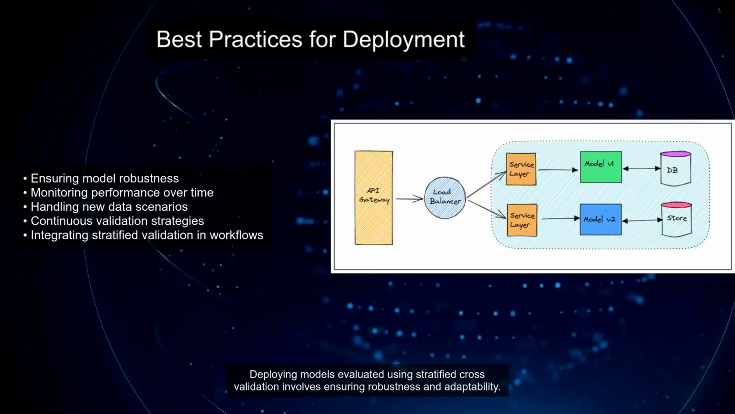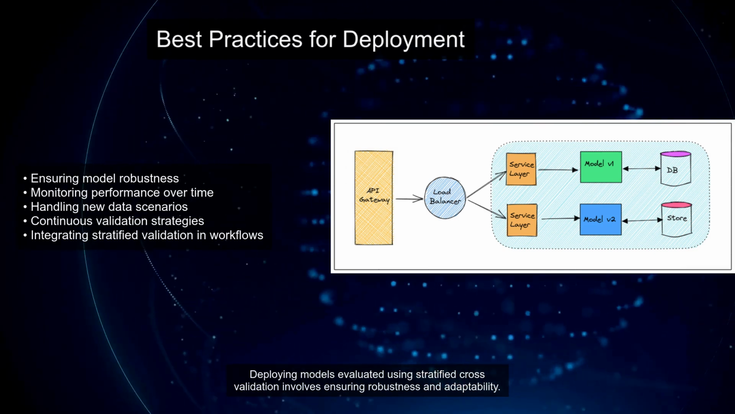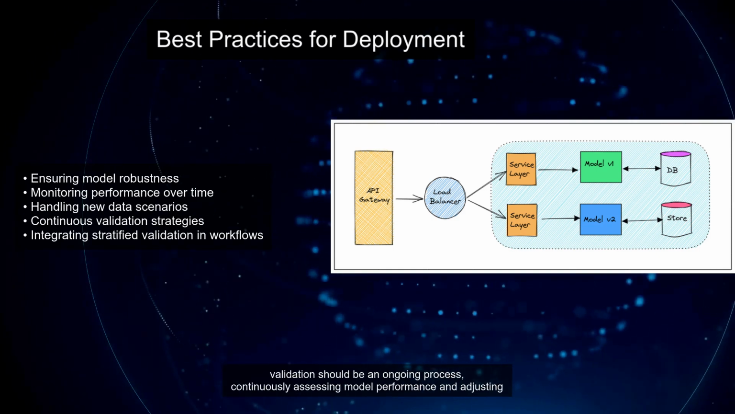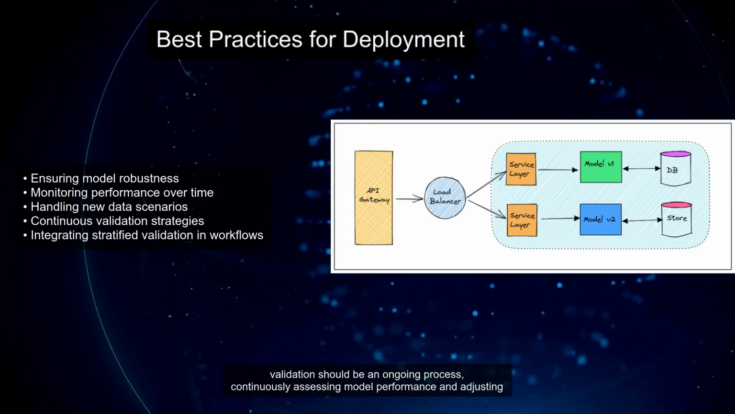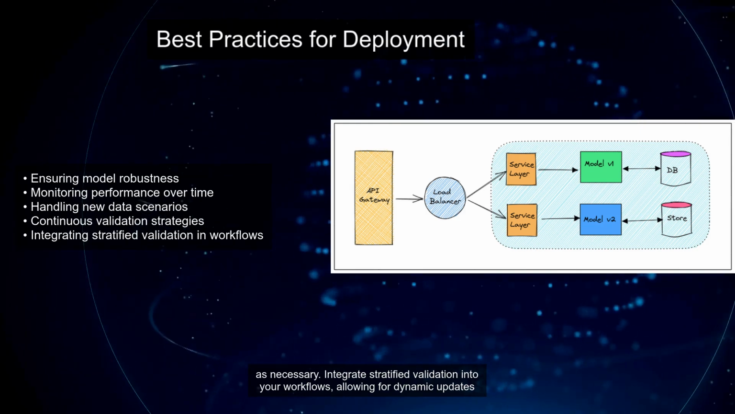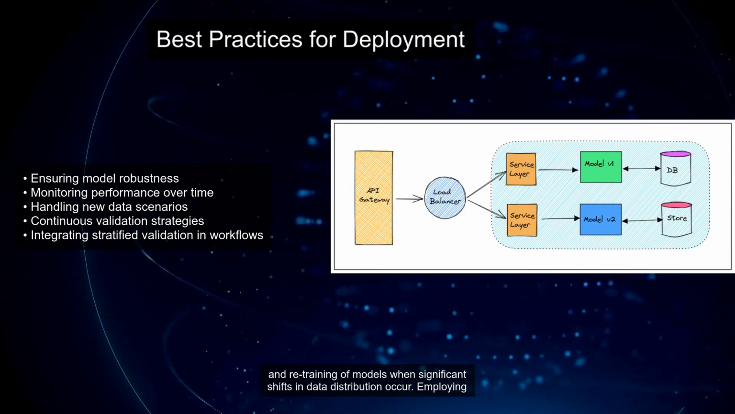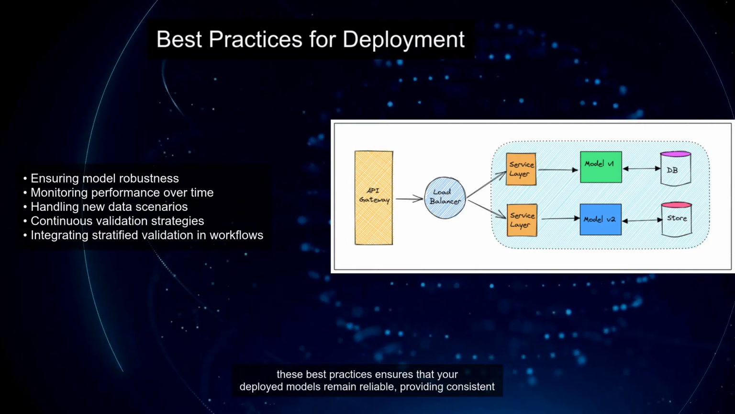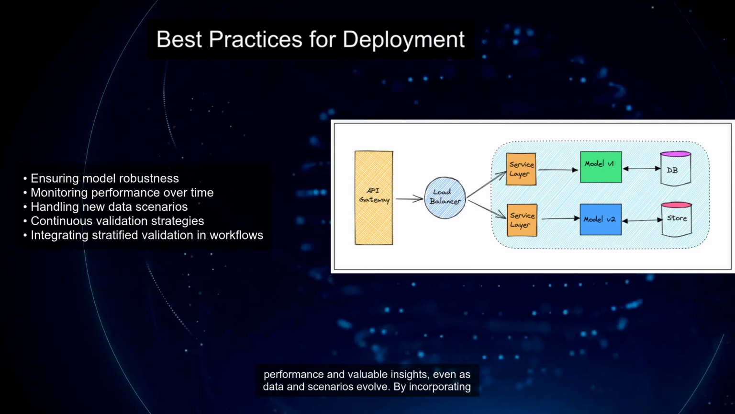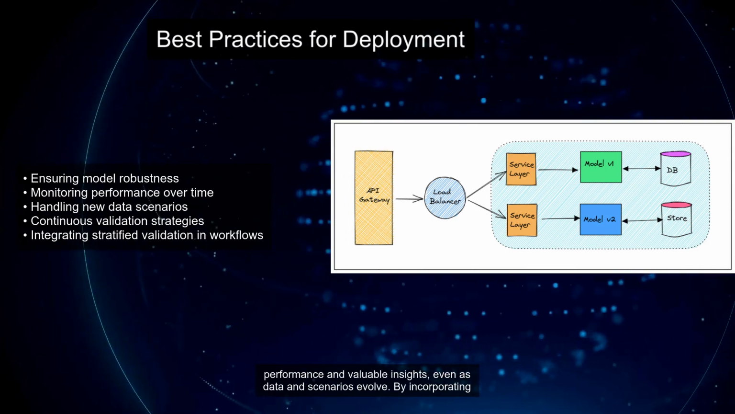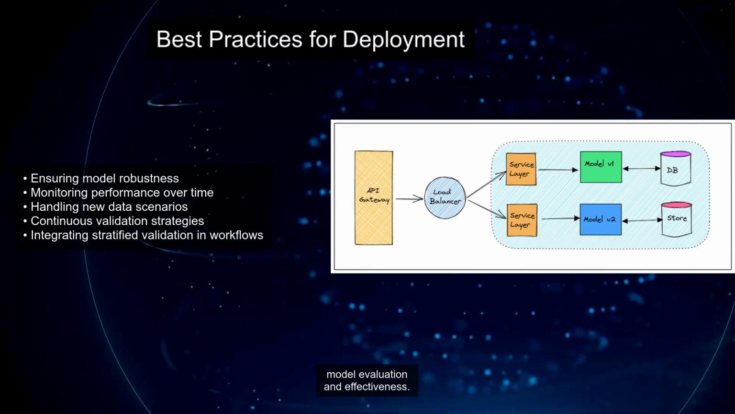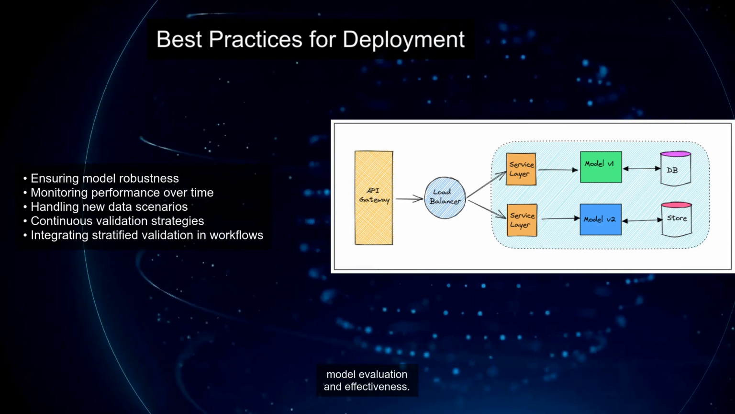Deploying models evaluated using stratified cross validation involves ensuring robustness and adaptability. Monitor model performance over time, particularly as new data becomes available. Stratified validation should be an ongoing process, continuously assessing model performance and adjusting as necessary. Integrate stratified validation into your workflows, allowing for dynamic updates and retraining of models when significant shifts in data distribution occur. Employing these best practices ensures that your deployed models remain reliable, providing consistent performance and valuable insights, even as data and scenarios evolve. By incorporating stratified cross-validation into deployment strategies, you can maintain high standards of model evaluation and effectiveness.